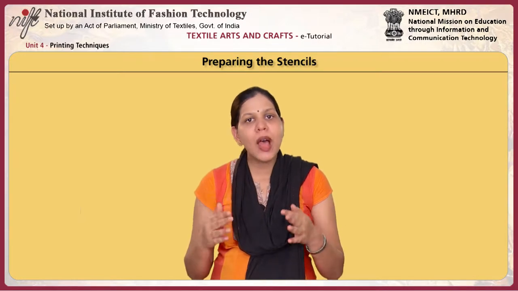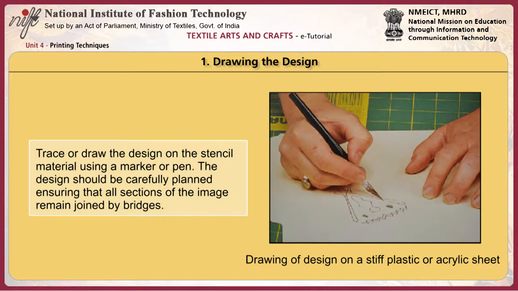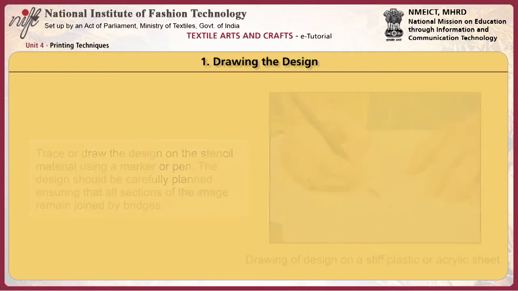The process of stencil printing begins with the preparation of stencils. Stencils are made by cutting out shapes or designs from a flat sheet of stiff paper or stiff plastic sheet with a sharp pointed knife. Trace or draw the design on the stencil material using a marker or pen. The design should be carefully planned, ensuring that all sections of the image remain joined by bridges.